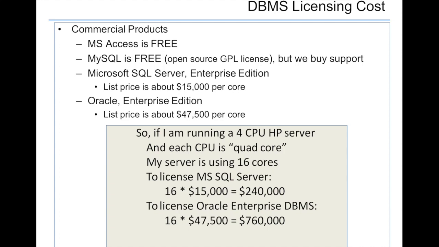So here are some commercial products. MS Access is free. MySQL is free, but you can buy support. Microsoft SQL Server Enterprise Edition, the list price is about $15,000 per core. Oracle Enterprise Edition, list price is about $47,000 per core. So if I'm running a 4 CPU HP server and each CPU is a quad core, my server is using 16 cores, and so you can see the licensing gets pretty out there.